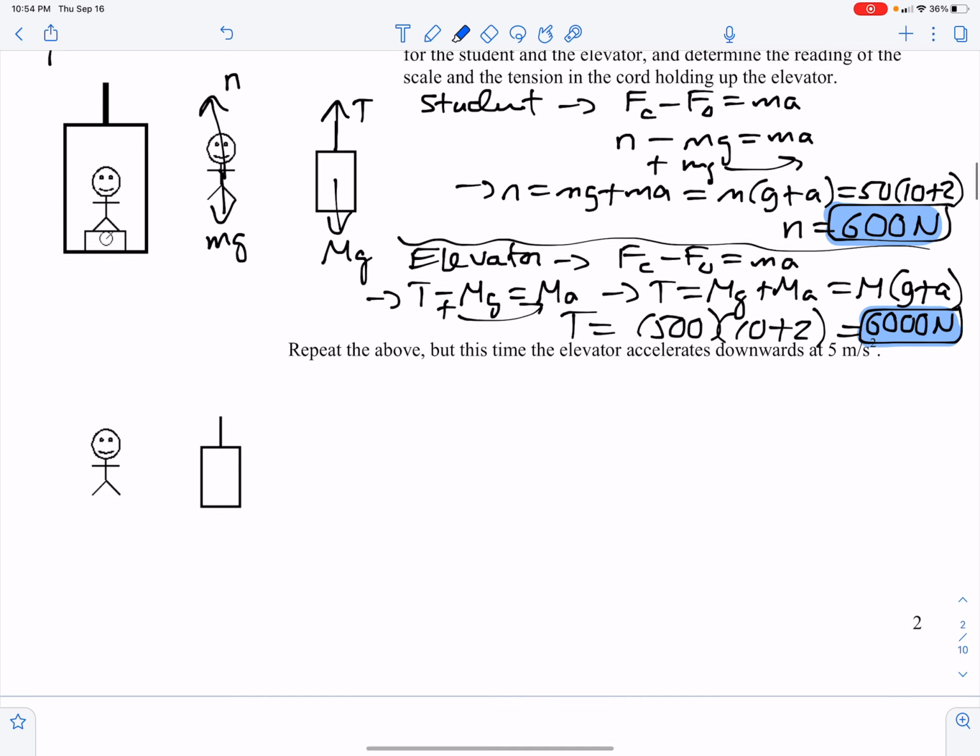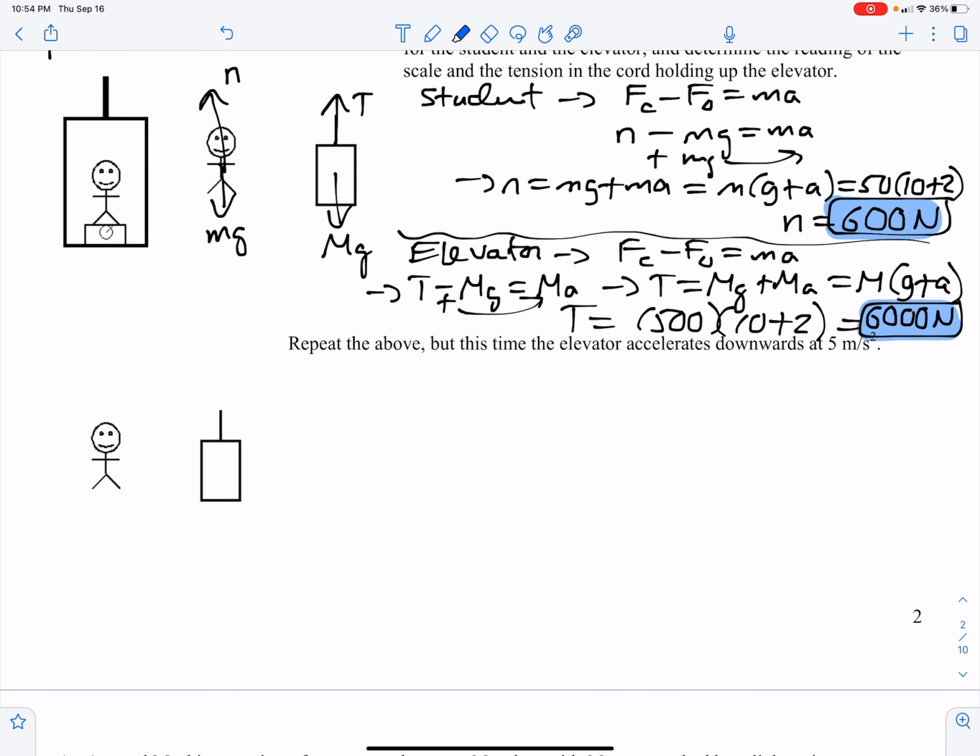Repeat this above, but this time for an acceleration going downward. So there's two ways we can accelerate downward. We could either be speeding up going down or slowing down going up. But either way, we can be accelerating downward. Now, if that's true, mg would be going down, normal force is up, tension is up, and big Mg is going down. So the forces are the same. But this is how it's going to be different.